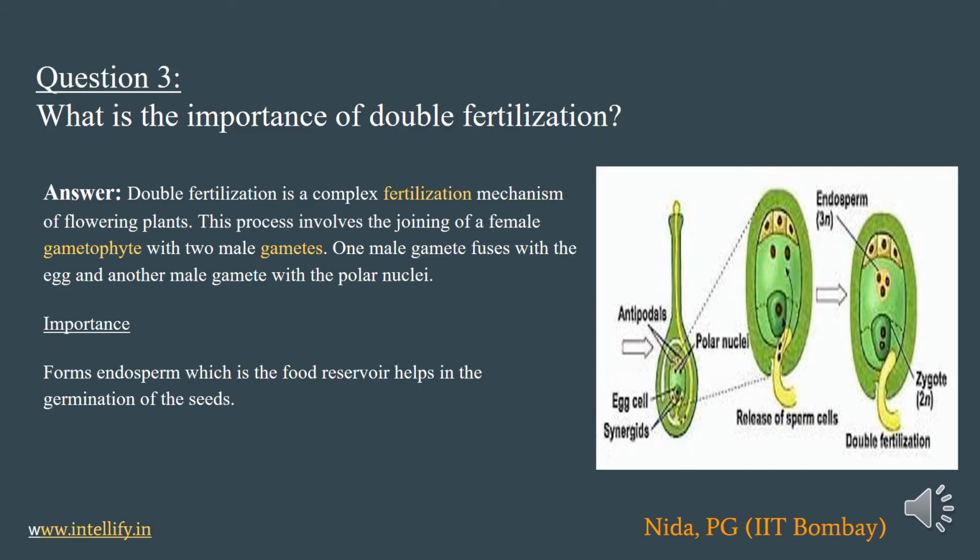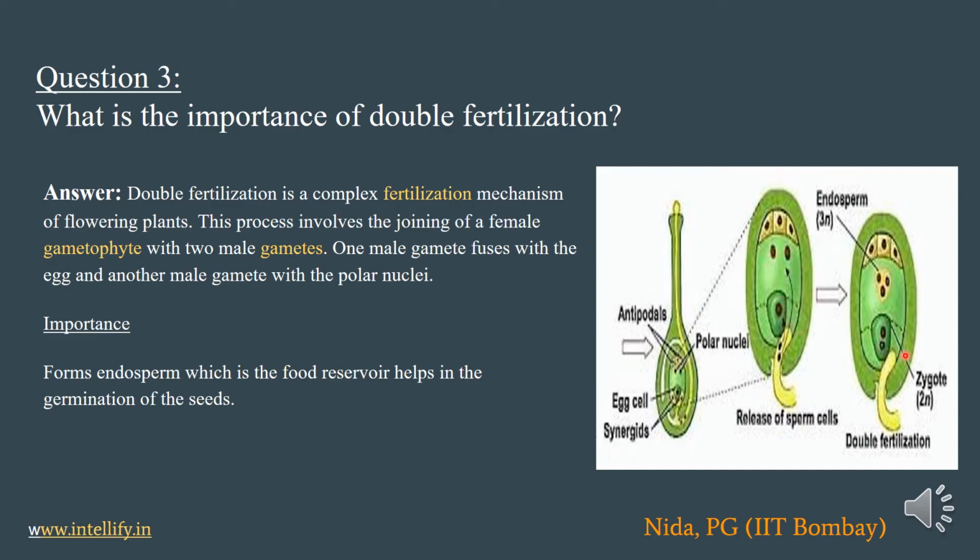Question number 3. What is the importance of double fertilization? Firstly, we have to understand what is double fertilization. Generally, pollen grains shed on the stigma are two-celled structures. One is the generative cell and the second is the vegetative cell. The generative cell further divides and forms two male gametes. If the pollen grain is compatible, then it will germinate and form a pollen tube that carries the two male gametes.